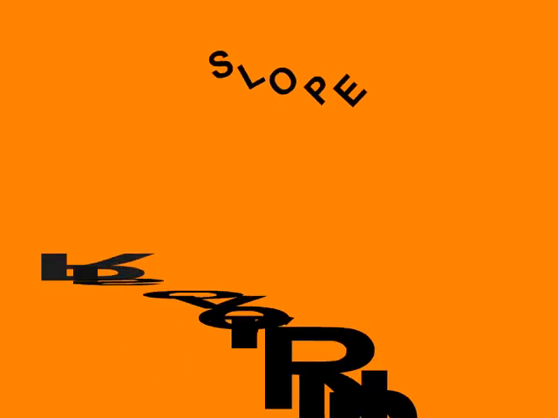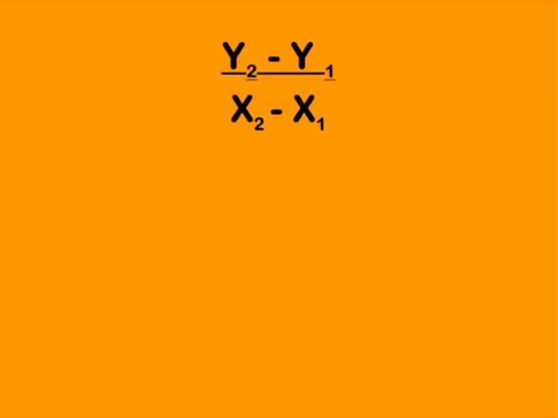Slope problems are really pretty easy if you remember that slope is just rise over run. The distance a line goes up divided by the distance the line goes across. So what we're talking about is the difference in the y coordinates divided by the difference in the x coordinates, or the change in y divided by the change in x.